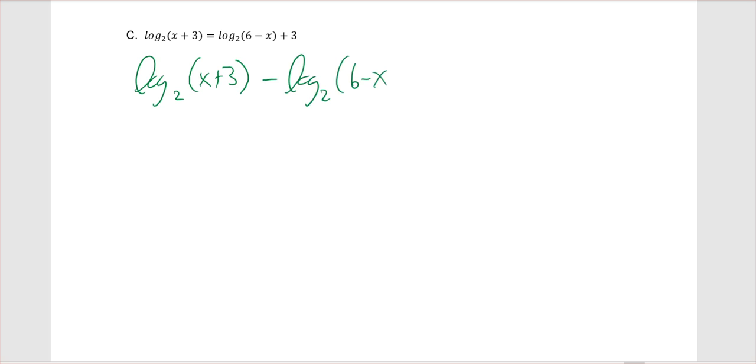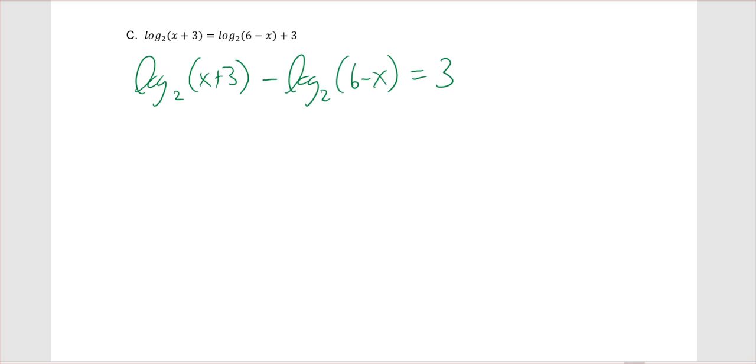Looks like we're going to be doing the same thing here, right? So our general strategy, again, is to get the log stuff alone. So let's put it all on one side. So we got log base 2 of x plus 3, and then let's subtract this log base 2 of 6 minus x. And that's equal to 3. Alrighty.